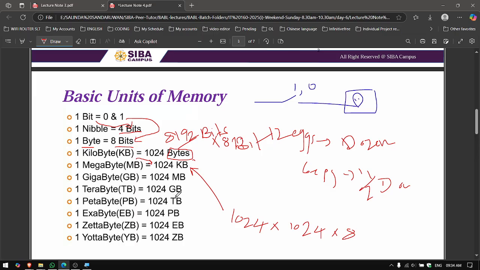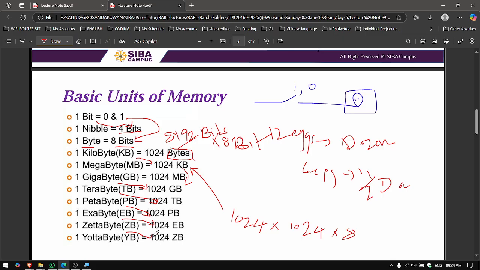Again, 1025 megabytes we call a gigabyte. Then 1025 gigabytes is called a terabyte. So it continues: terabyte, petabyte, exabyte, zettabyte, and this one, yottabyte, right? So what is the size of this one in bits?